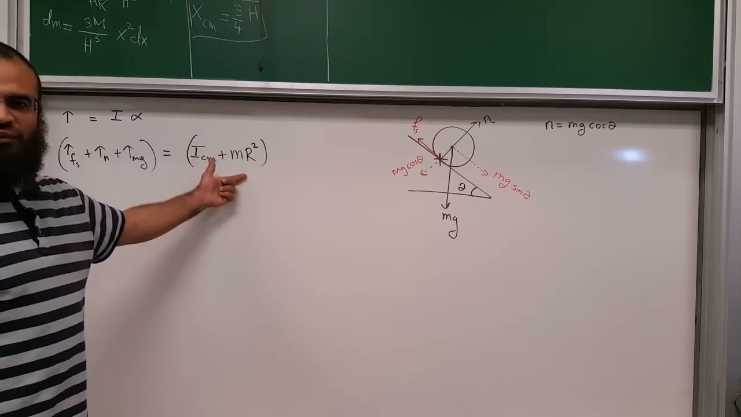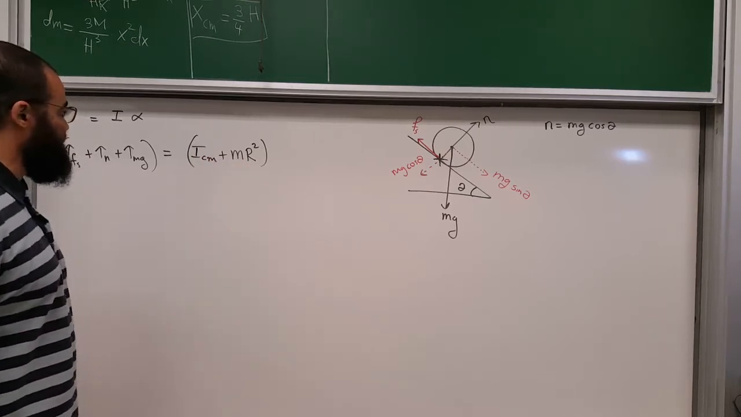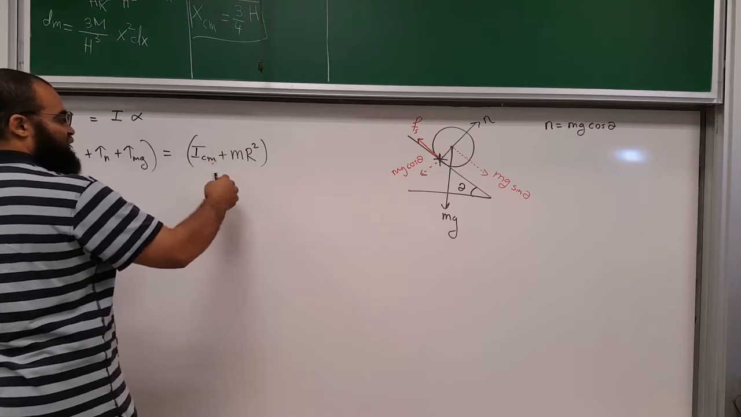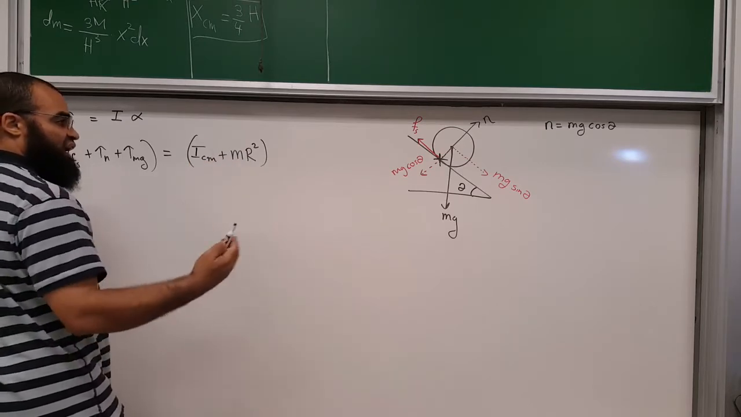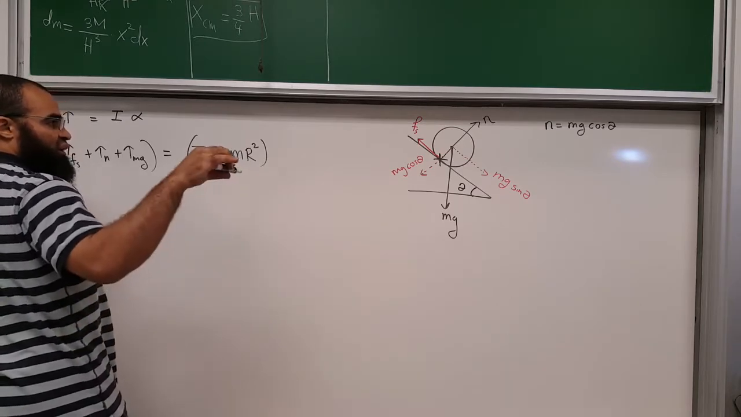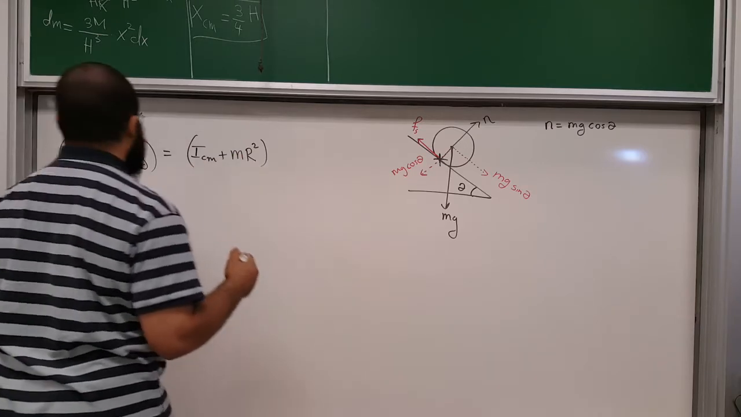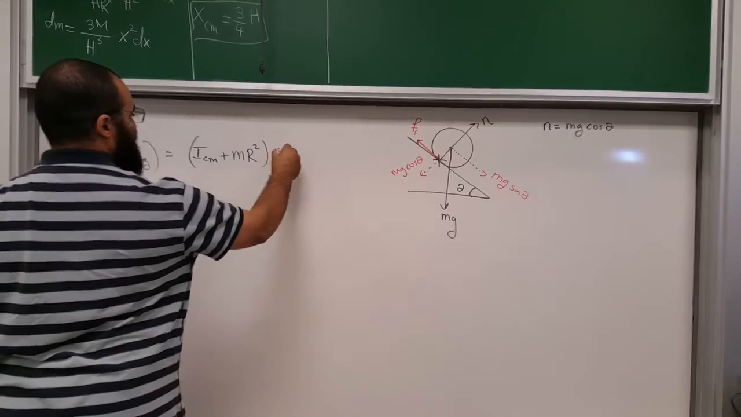Where does this come from? Well, the parallel axis theorem, right? So if you know the moment of inertia about the center, you can calculate the moment of inertia about any point through which an axis passes parallel to the axis of the center of mass. And then here I have alpha.